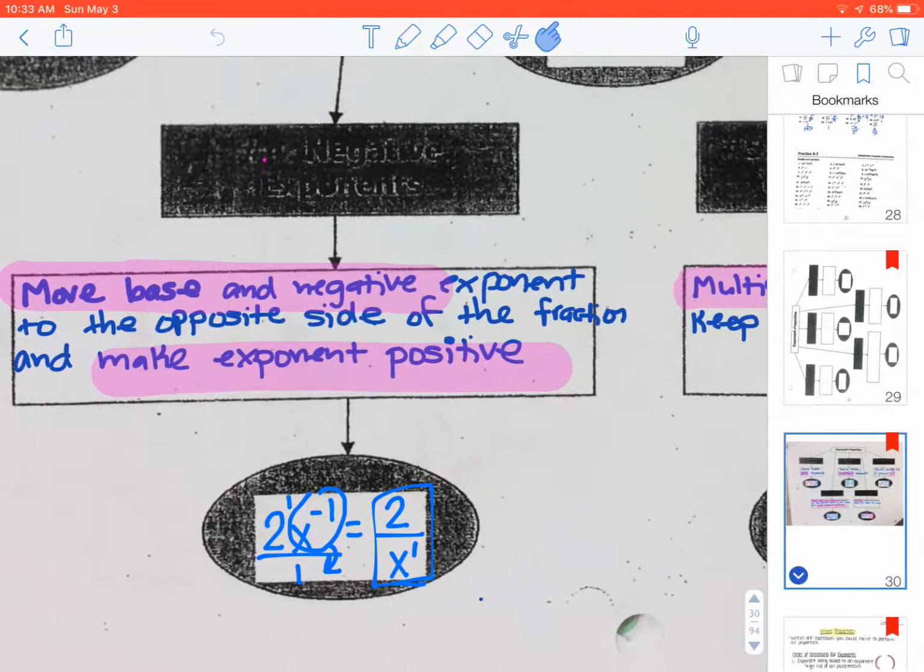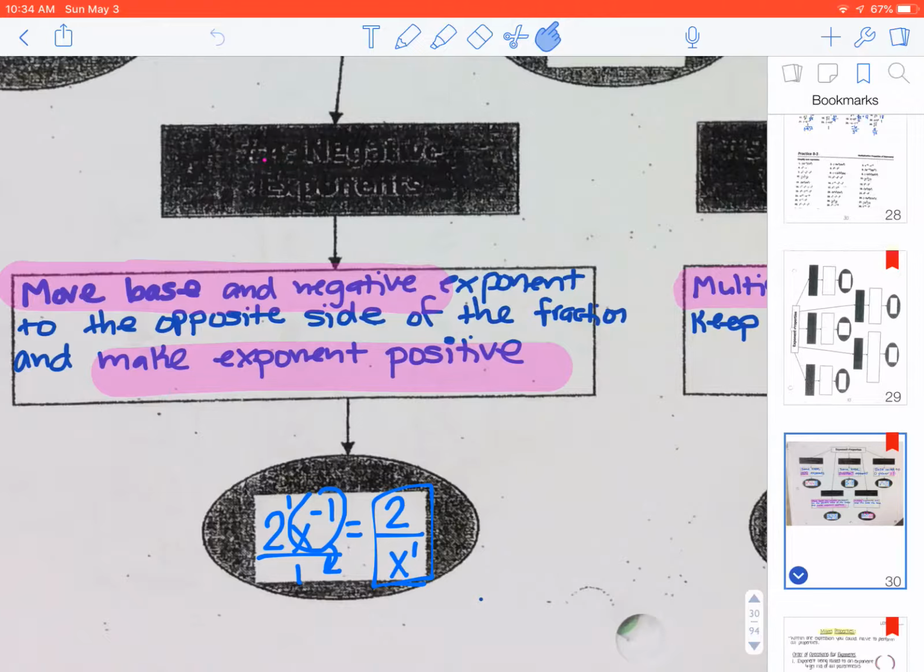Property 4, when you have negative exponents. Remember that you are not supposed to leave your answer with negative exponents. So we move the base and the negative exponent to the opposite side of the fraction and make the exponent positive. Okay, so this one's a little bit longer.